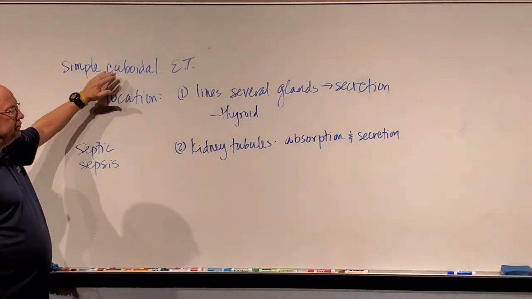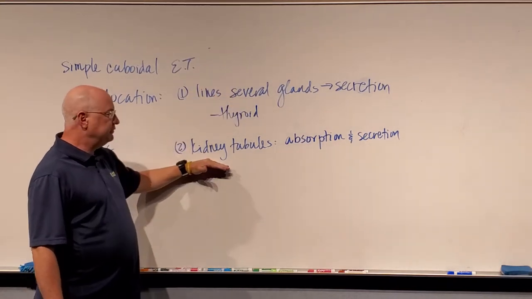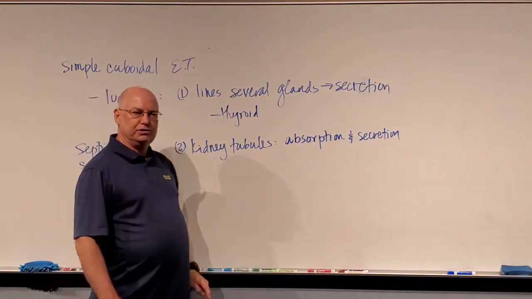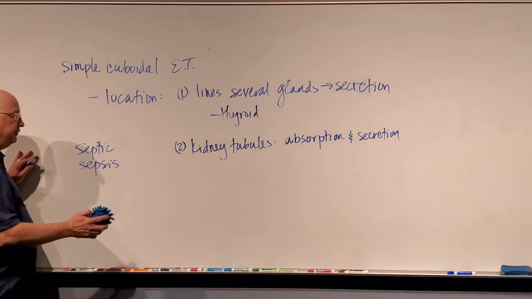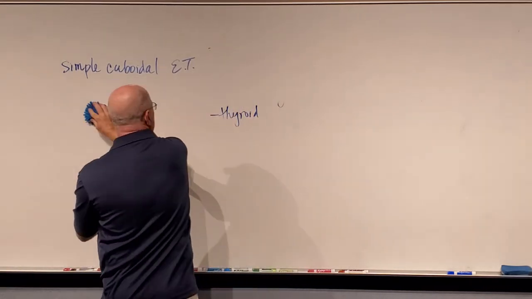So simple cuboidal epithelium is found in two places. It lines glands for secretion. It's found in kidney tubules for absorption and secretion of many substances. That's all that you need to know. So we're done with that one for now. Trying to keep it real simple. We'll add complexity as time goes on.